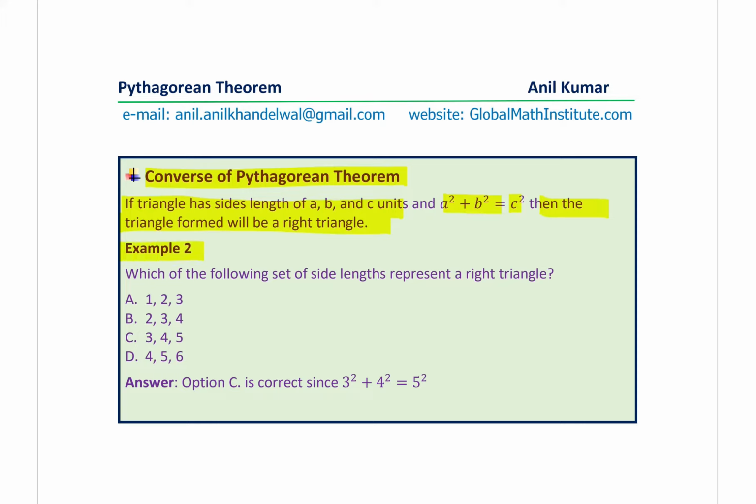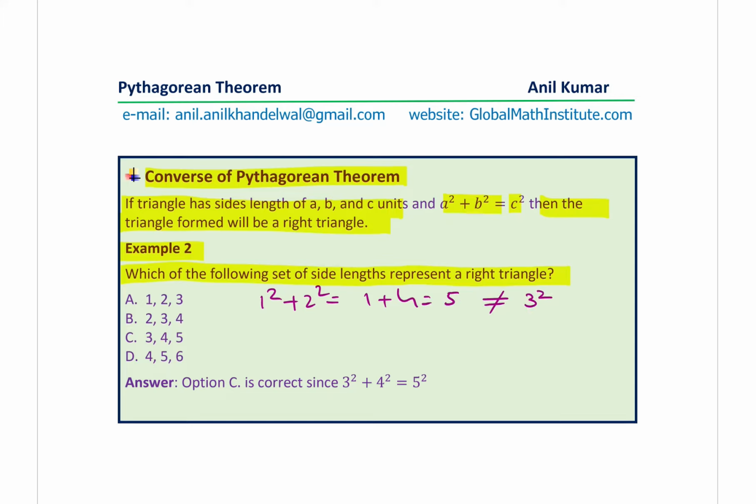The question is, which of the following sets of side lengths represents a right triangle? Four choices are given to you. You can actually pause the video and answer this question. Perfect. Okay, so the way to do it is, let us say 1, 2, and 3: what is 1 squared plus 2 squared? Well, it is 1 plus 4, which is 5, but definitely it is not equal to 3 squared.